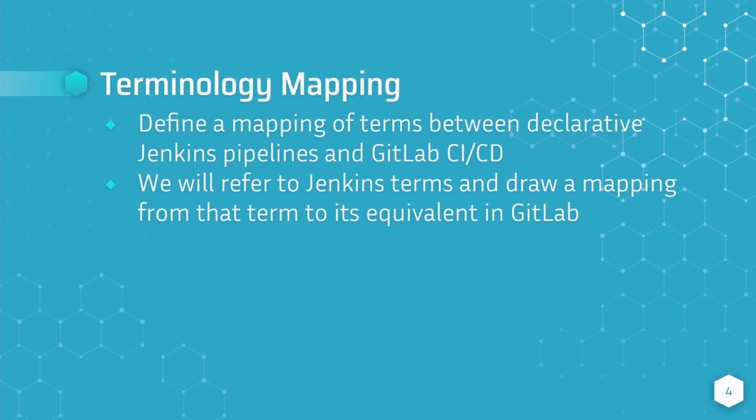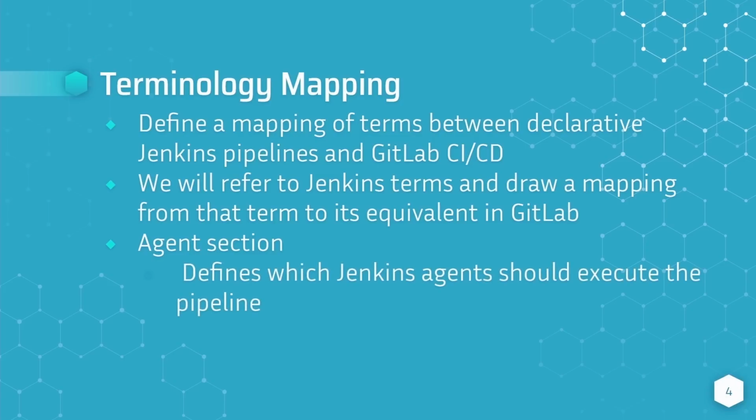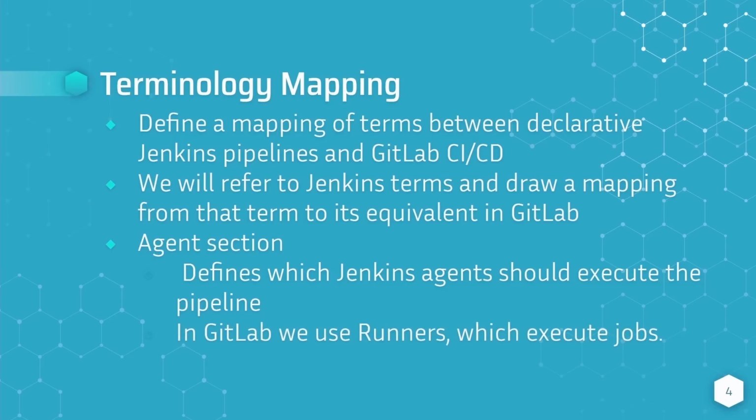The first is the agent section of a Jenkins pipeline. This section of the pipeline specifies which Jenkins agents should execute the pipeline. In GitLab, we use what are known as GitLab runners, which execute jobs in a GitLab pipeline. Jenkins agents and GitLab runners do have differences, but they serve very similar roles in their respective tools. Both are software applications that execute tasks defined in a pipeline.